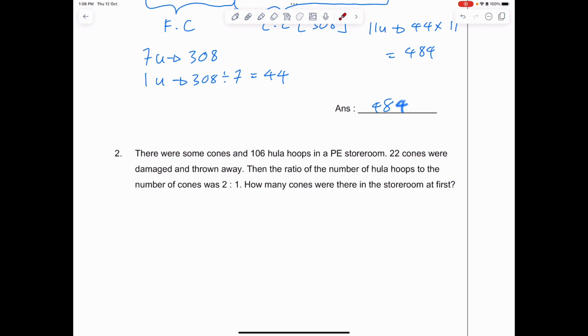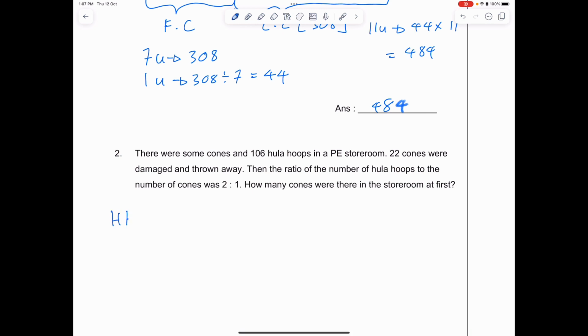Okay? Next. There were some cones and 106 hula hoops in a PE storeroom. 22 cones were damaged and thrown away. Then the ratio of the number of hula hoops to the number of cones was 2:1. How many cones were there in the storeroom at first?